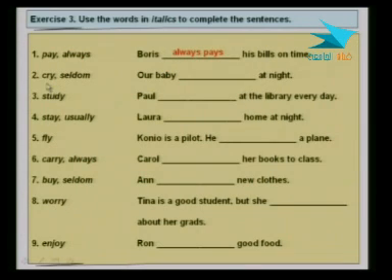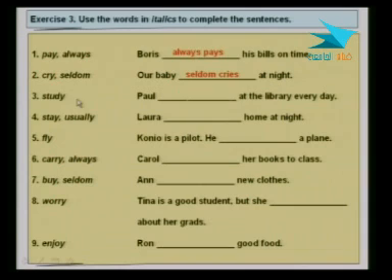Number 2, you have cry and seldom. Now what happens to this? Notice that it ends with a consonant plus Y. And do you remember what we do in that case? Now, our baby seldom cries. We change the Y to I and add ES. Our baby seldom cries at night.